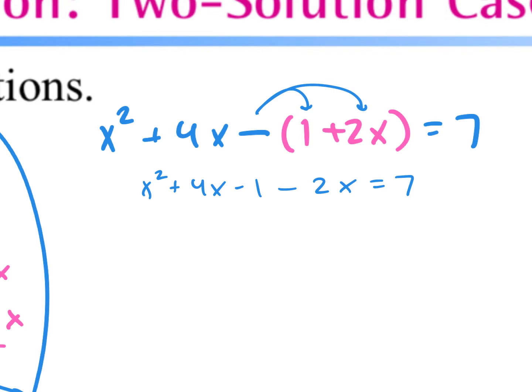What can I do next? Combine like terms. I'm going to move the 7 to the other side and combine like terms. So I have x squared plus 2x minus 8 is equal to 0.